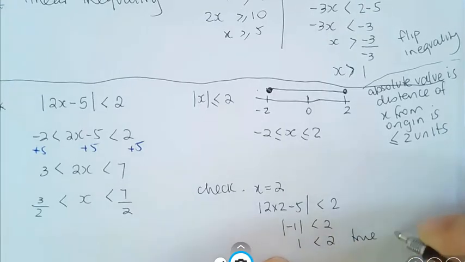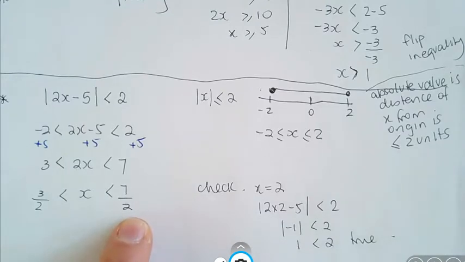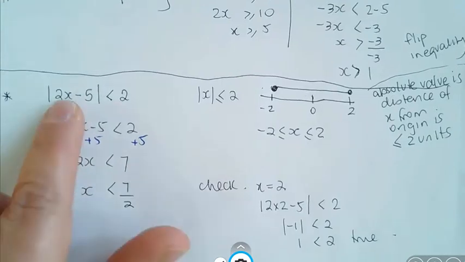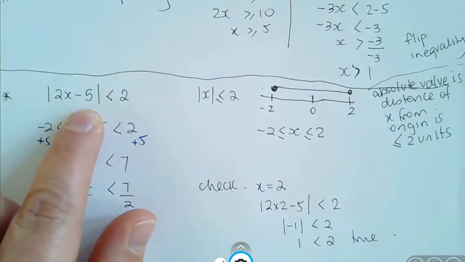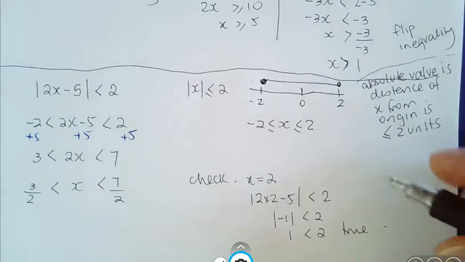That's true. Right? But if I tried something like x is 5, that won't work. So if x is 5, what would you get? 10 minus 5 is 5. Absolute value of 5 is 5. 5 is less than 2. Not true.